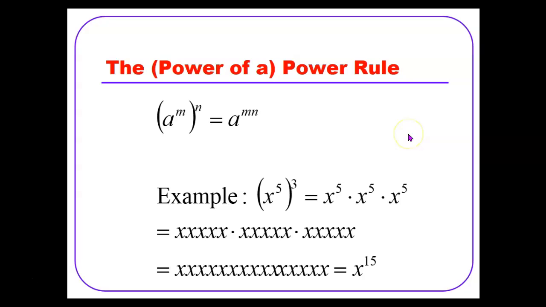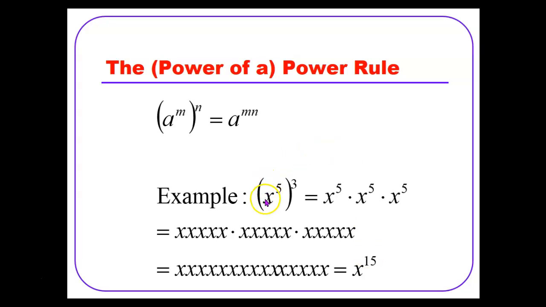Then we have the power of a power rule that says if you take something to a power and then take that to another power, that's equivalent to multiplying those powers together. A to the m to the n equals a to the m times n. So for example, x to the 5th power to the 3rd power would equal x to the 15th power, x to the 5 times 3 power.